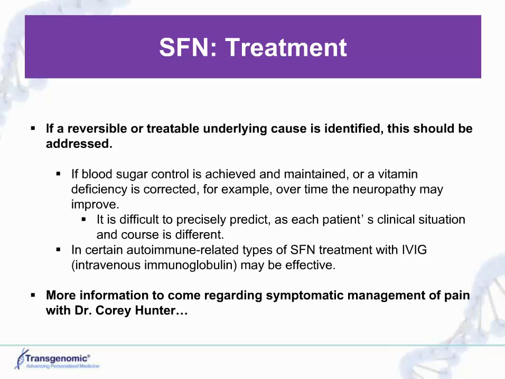However, it is known that controlling an underlying cause for a patient's neuropathy can prevent the progression of the neuropathy, and over time, spontaneous remission of the neuropathy is possible. Another interesting development that has recently been reported is that in certain types of autoimmune-related small fiber neuropathies, treatment with IV immunoglobulin may also be effective.